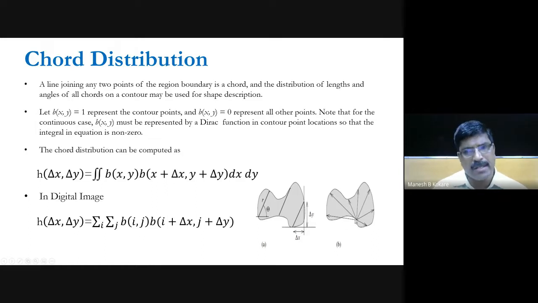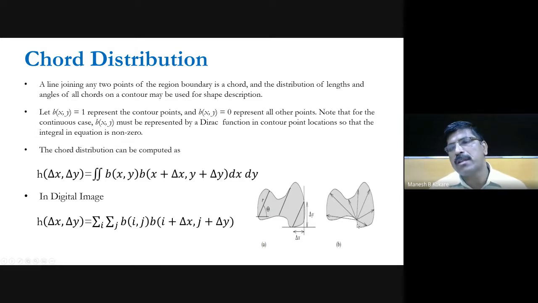As I explained, you can consider any point on this boundary, and for any point you can find the chord length for various angles. For this angle, what is the chord length, then for the next angle, what is the chord length, and so on. For this boundary point at various angles, you can find the chord lengths and store them as the chord distribution feature.